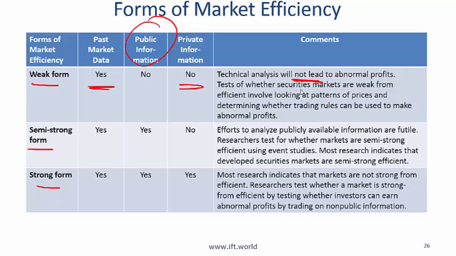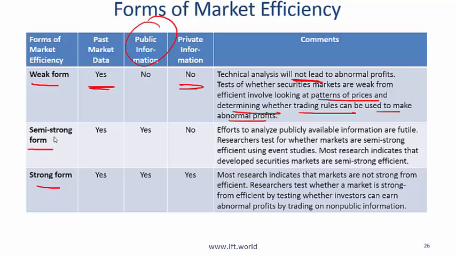Tests of whether security markets are weak form efficient involve looking at patterns of prices and determining whether trading rules can be used to make abnormal profits. So if you are studying a particular market and you realize that there are certain trends and patterns, and you can follow those trends and patterns and make an abnormal profit, then is the market weak form efficient? The answer is then it is not weak form efficient.